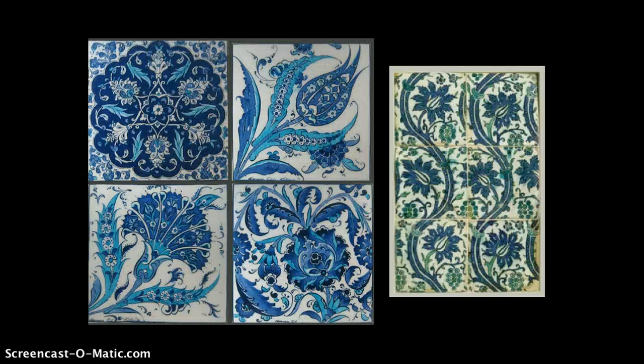Over here you can see two examples of vegetal patterns. These are clearly tiles that would have been used in some sort of architectural way, but these kinds of patterns can also be seen in things like pottery.